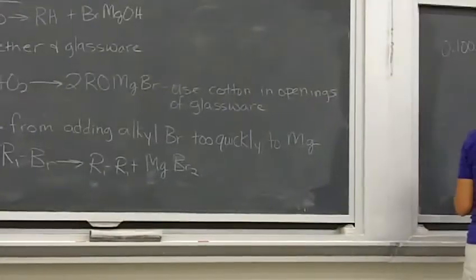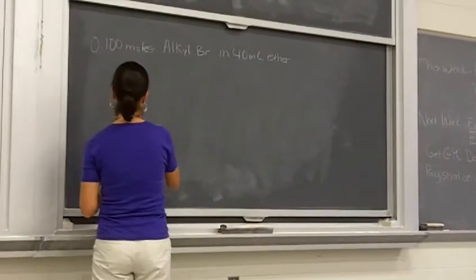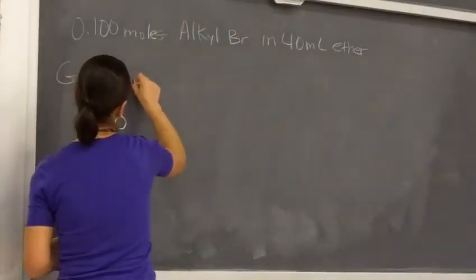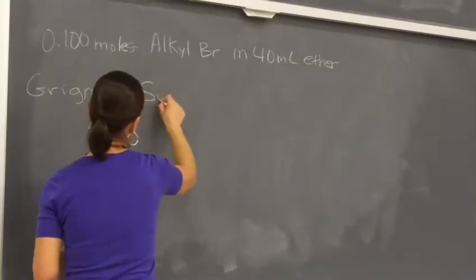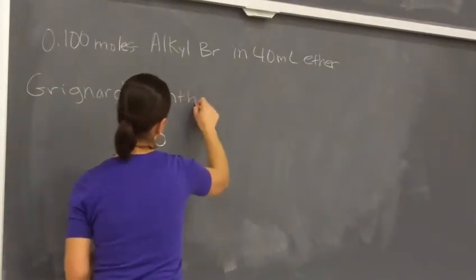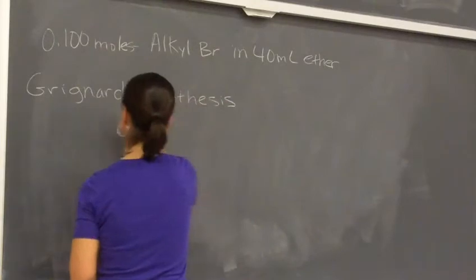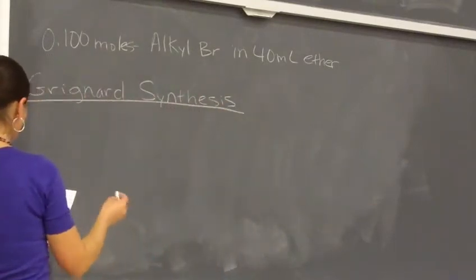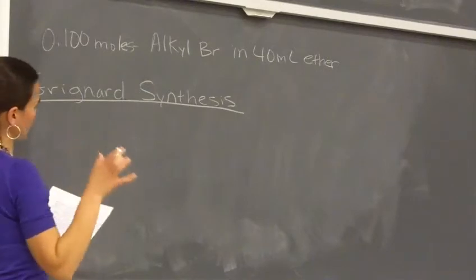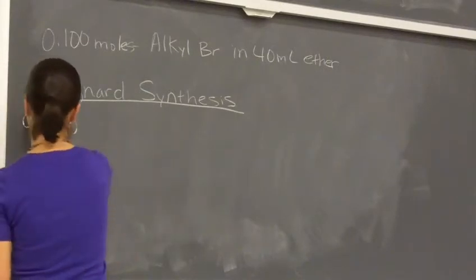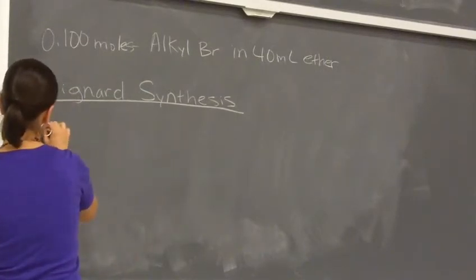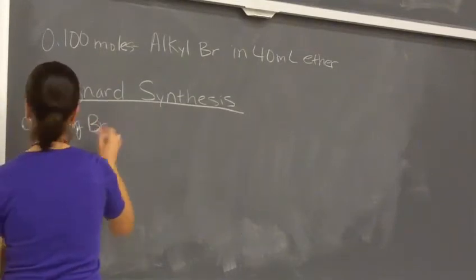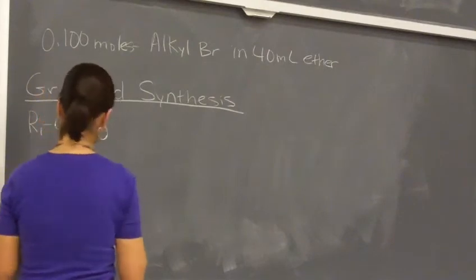Okay, so now we're going to get into our Grignard synthesis. We're going to use our reagent and actually do a reaction with that reagent. You're going to be reacting your Grignard reagent with an aldehyde, the aldehyde that you have on your half sheet. So we've got our Grignard reagent here already in that round bottom flask, okay?